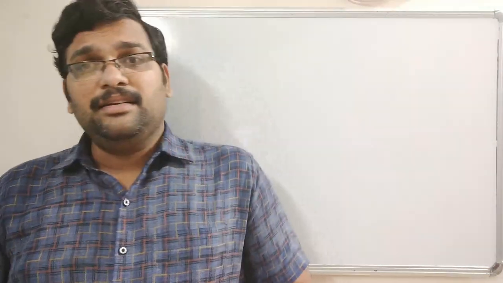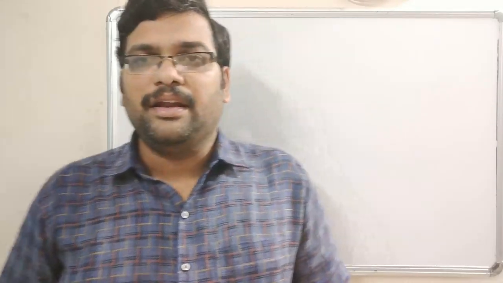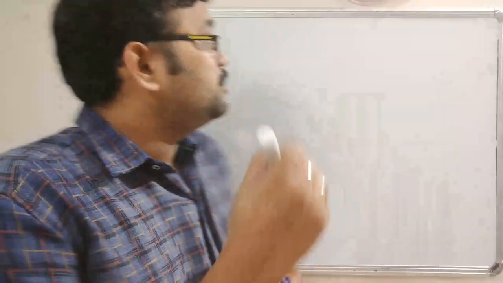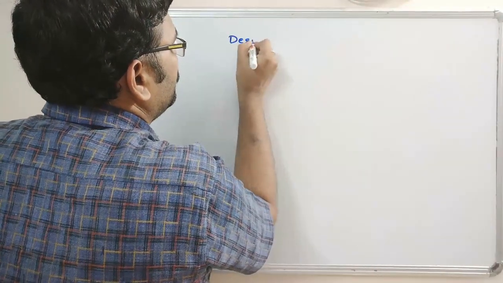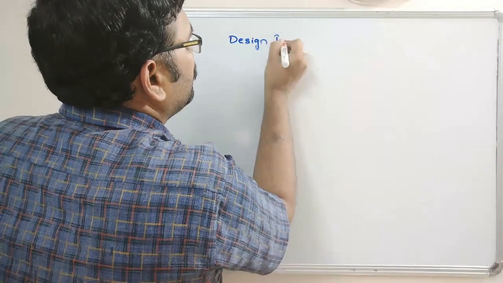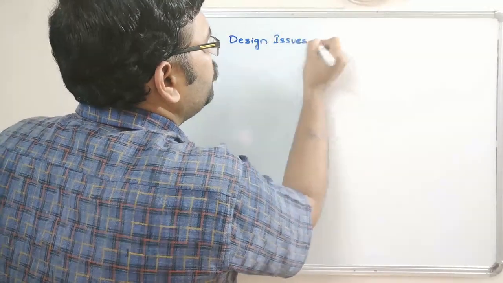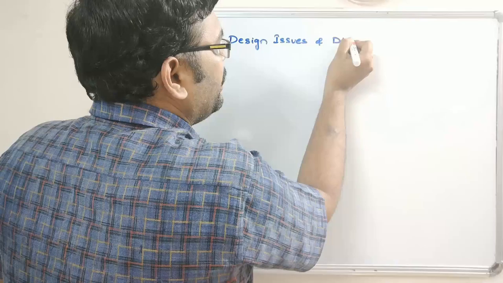So in the previous session, we covered the transmission medium, in which the data is transferred from source to destination. That is particularly in the physical layer. Now in this session, we'll go with the design issues of the data link layer.